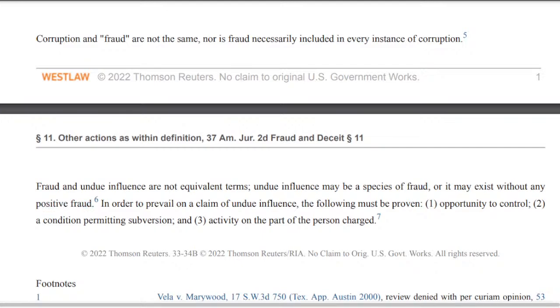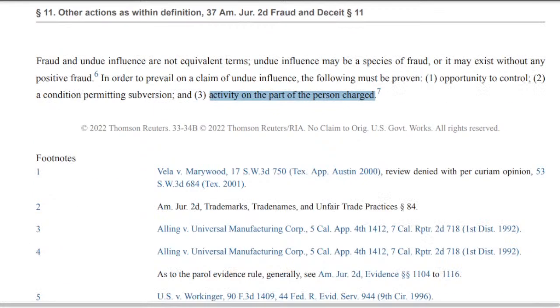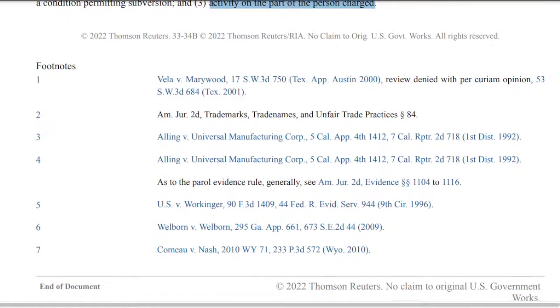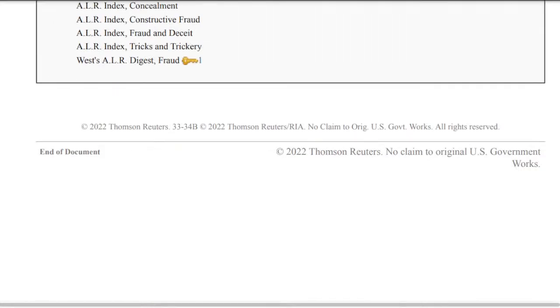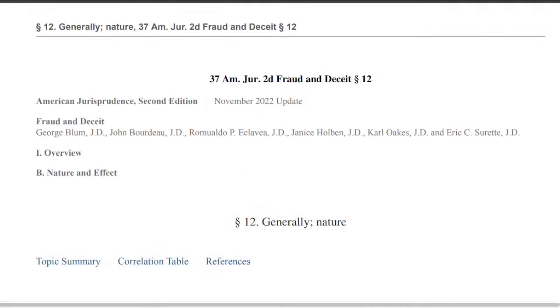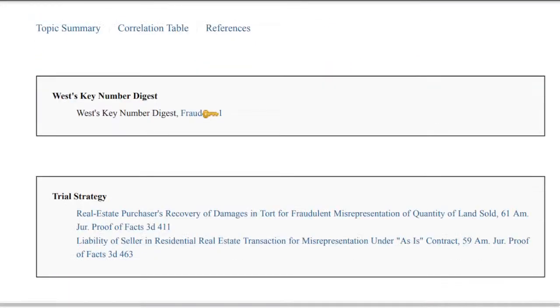In order to prevail on a claim of undue influence, the following must be proven: 1. Opportunity to control. 2. A condition permitting subversion. And 3. Activity on the part of the person charged. So we have here some case laws, reference to American Jurisprudence, search reference, and nothing else here. And we go on to generally the nature of fraud.